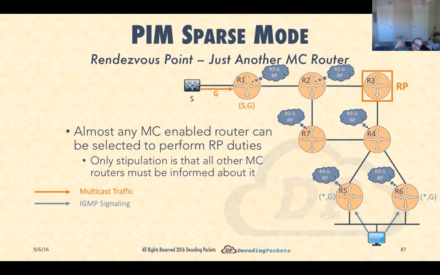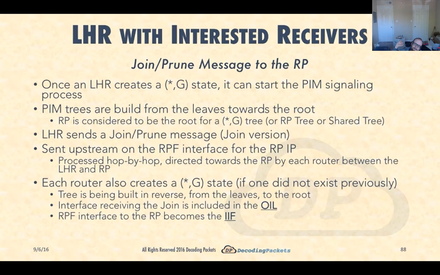So if your RPs are R1, R5, and R7, those are the most important pieces. They must know about the RP because they have to provide this star comma G function information for the RP somehow. We'll discuss that. But R2, R7, and R4, the middle routers, also need to be aware of the RP. So every router in this network is now aware, including the RP's self-awareness that it is also an RP.